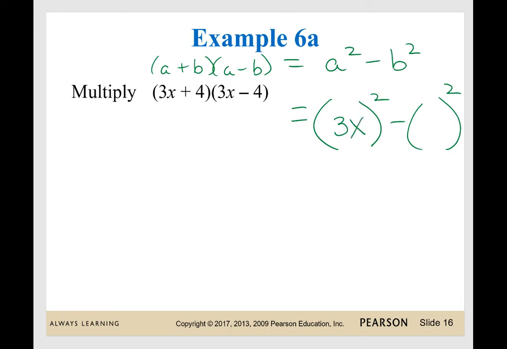And then look what's in the b position. Notice in the b position in both places is 4. So 4 goes there. And then clean it up. 3x quantity squared is 9x squared. Remember, you have to square everything. And then minus 4 squared is 16. So there's your answer: 9x squared minus 16. Use those patterns.